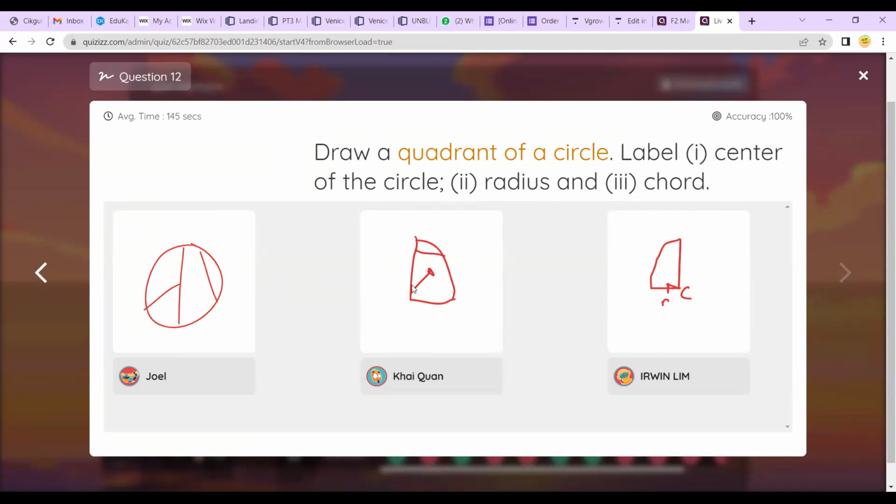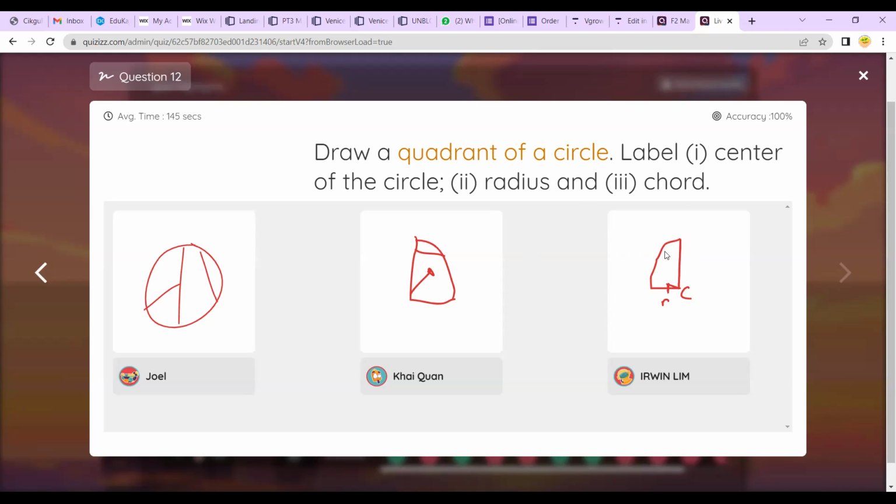Quadrant. So this one, I know it's using either handphone or laptop. So this one is quadrant also. This is the arc I can see. So Joe, you can just draw a quarter, 1/4. Okay, 1/4 will do. Radius and chord.